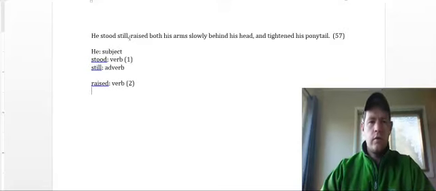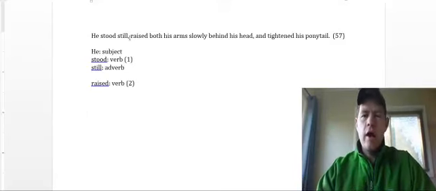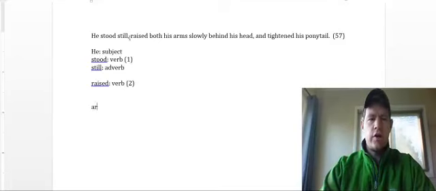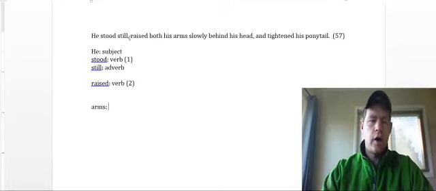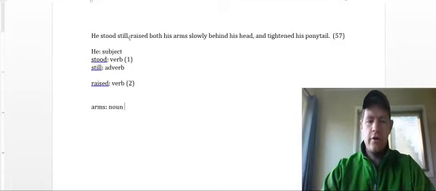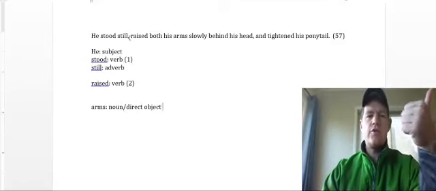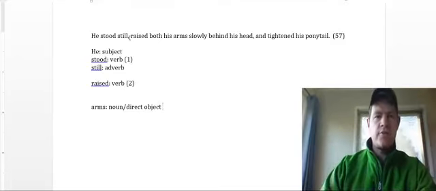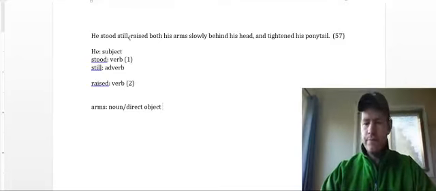Now, we'll space down a little bit. What did he raise? Okay? He raised his arms. So what is arms? Arms is a noun, but here it's also serving as our direct object, okay? He is doing the raising, and what is being raised? The arms. So he is the subject, arms is the object.